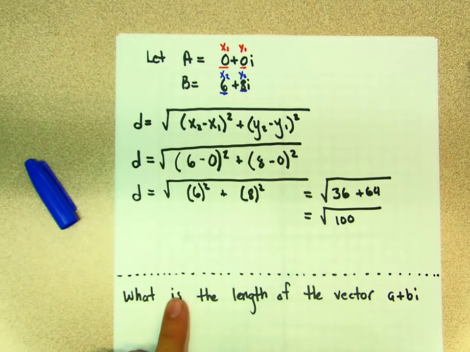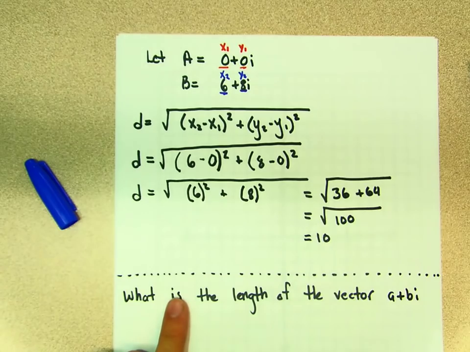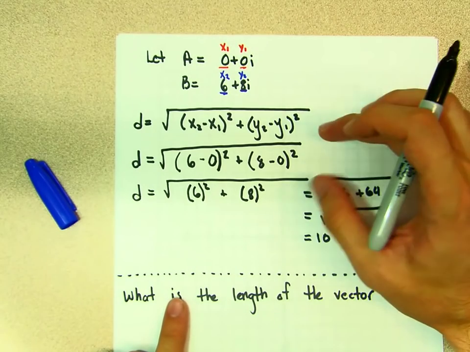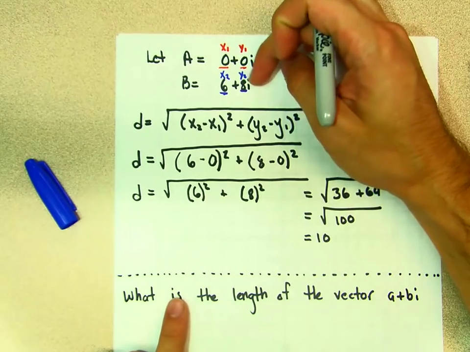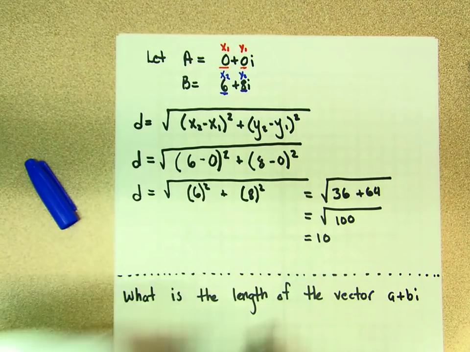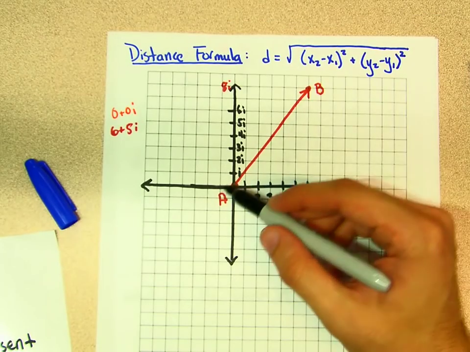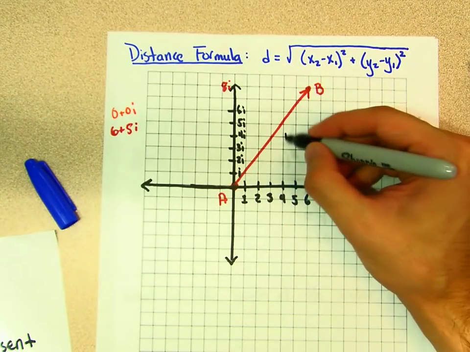It's 100. Now, can we take the square root of 100? Yes, it's 10. Okay? So when we showed this before, this is the reason why 6 plus 8i, this distance from here to here, this distance of the magnitude of this vector, is 10.